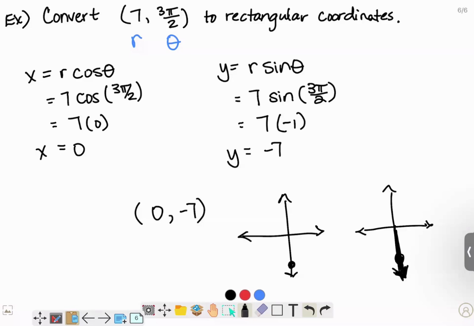Sometimes when you use these formulas, you're going to end up with square roots, because when you evaluate sine and cosine, sometimes you get square roots, and that's okay. Just leave the square roots in your rectangular coordinates. So let's do one going the other direction.